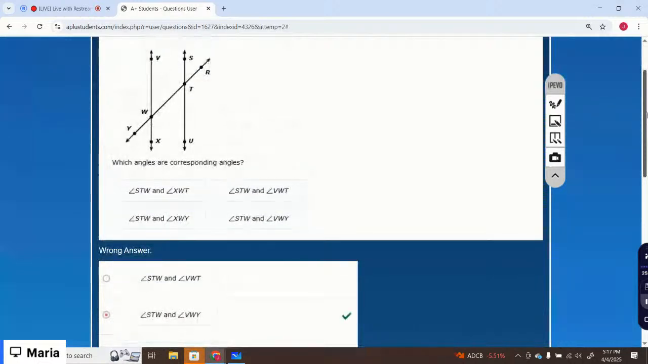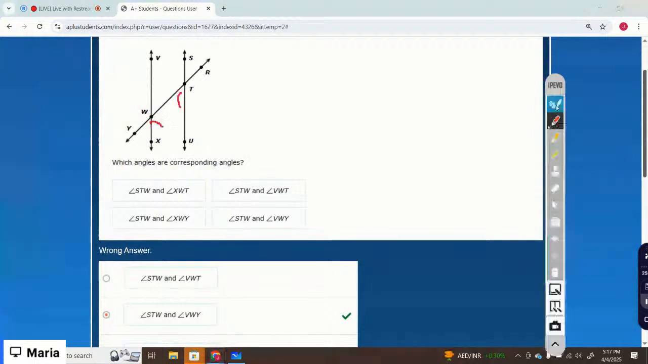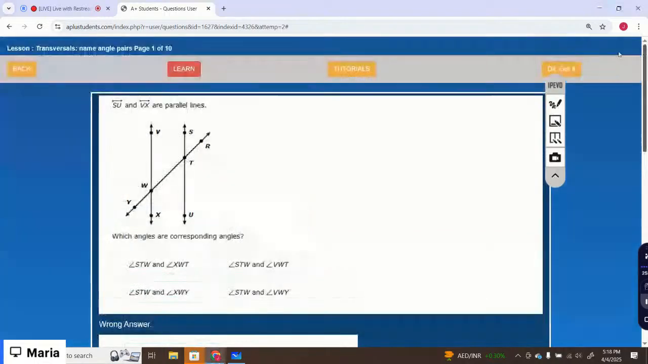STW and VWY. Okay, option number 2 is the correct option. These are the corresponding angles. Option number 2 is the correct option.